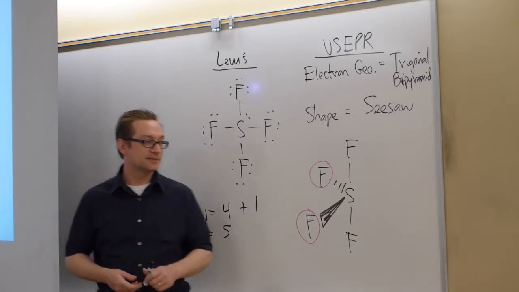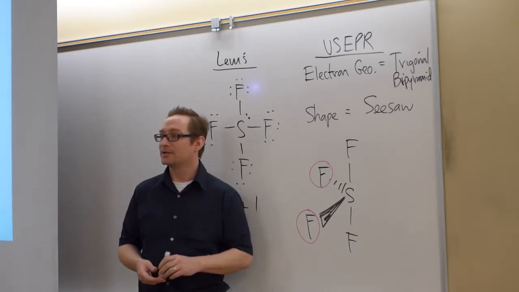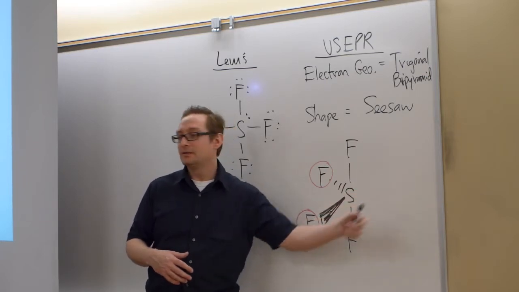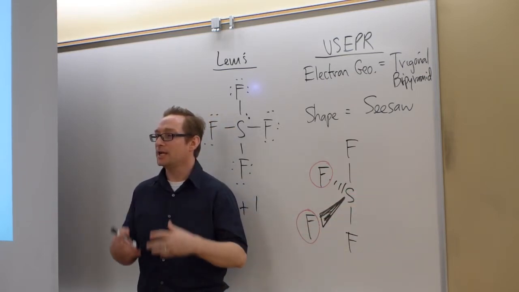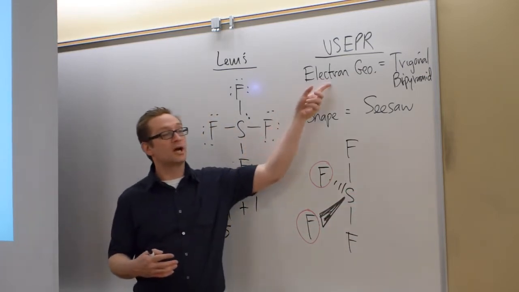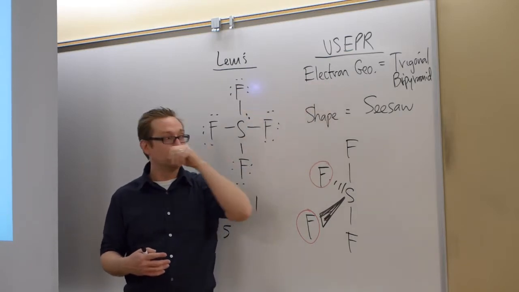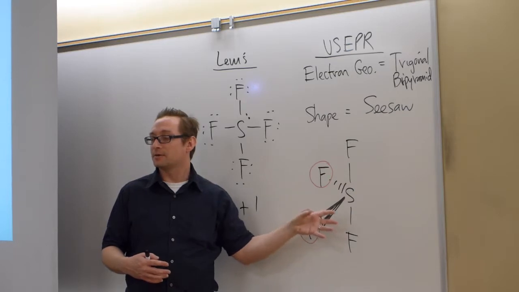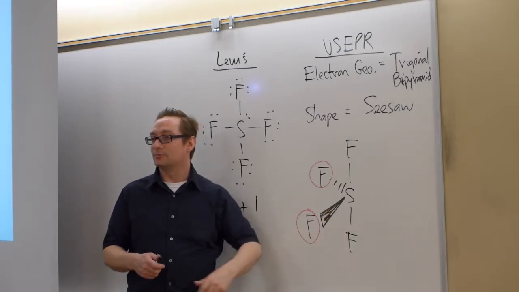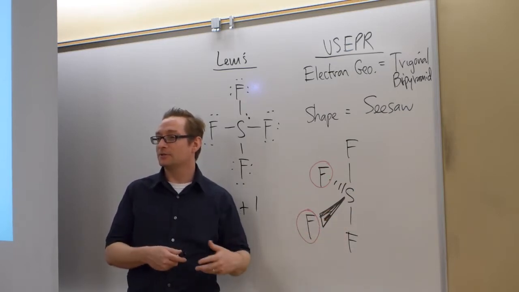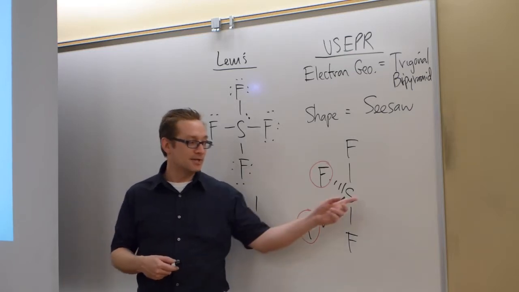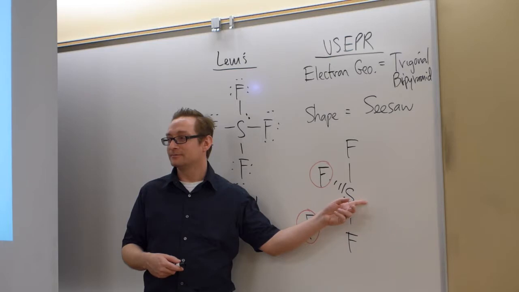That's a good question, and the answer is you don't have to draw the lone pairs. Sometimes you'll see people draw a lone pair in here, but the molecular shape, unlike the electron geometry, just shows what the atoms are doing, not what the lone pair is doing. So when you draw the shape of a molecule, you leave out the lone pairs. Even though you don't see the lone pair there, it's there.